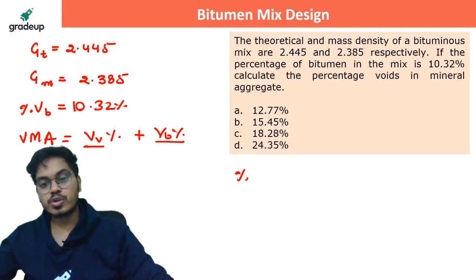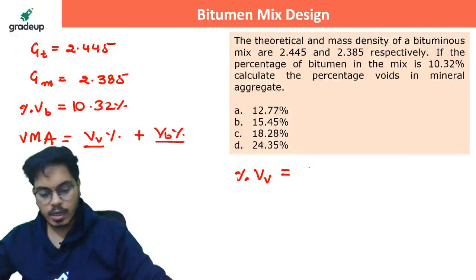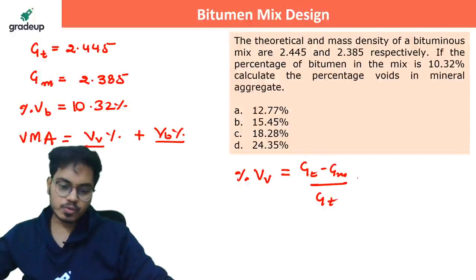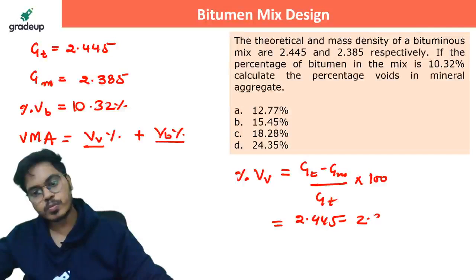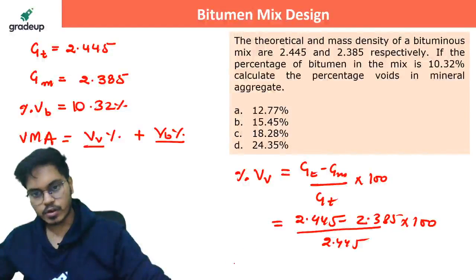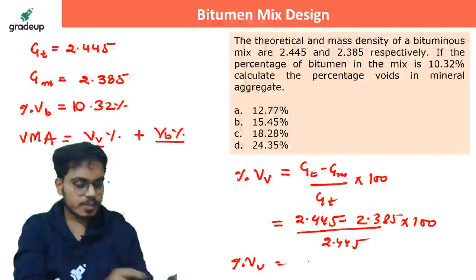So I have just told you that with the help of GT and GM you can get the value of VV. How? GT minus GM upon GT will give you the percentage volume of voids. GT is 2.445, so 2.445 minus 2.385 divided by 2.445 into 100. How much will be the value, guys, from here? Percentage VV, how much should it be?